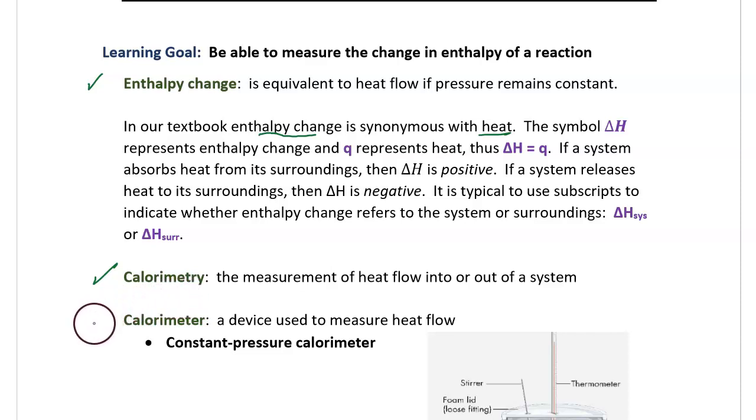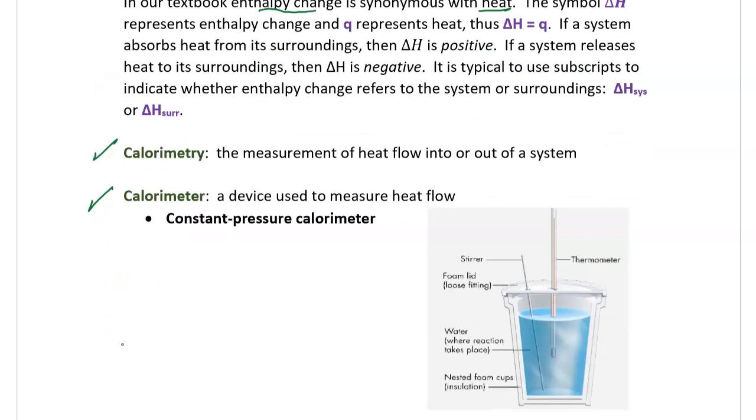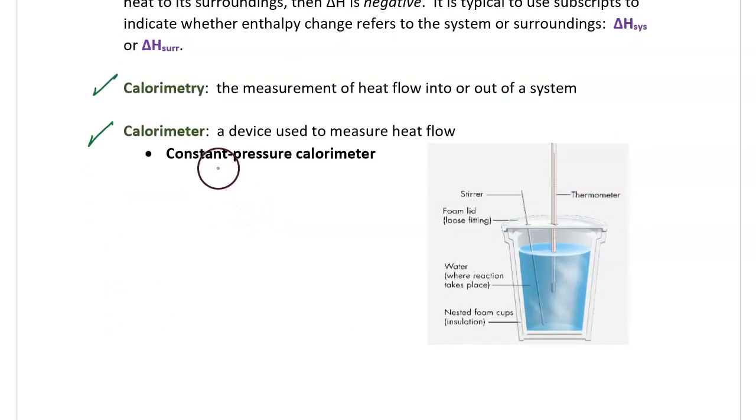Calorimetry uses a device called a calorimeter. It's a device used to measure heat flow. There are two types of calorimeters. The first is a constant pressure calorimeter. And here's an illustration of one made out of a styrofoam cup containing water with a thermometer dipped in the water. Here's how this calorimeter works.